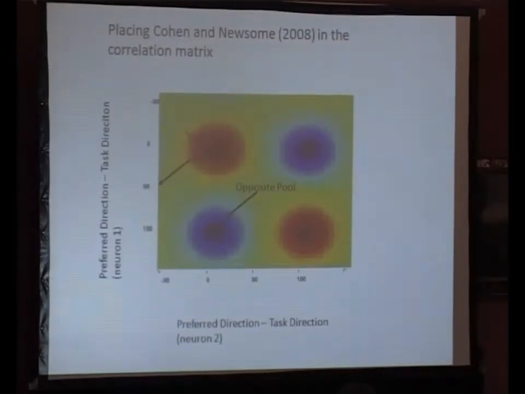Because if the animal does a slightly different task, the matrix is displaced here. And that means you're no longer sampling the part of the matrix you thought you were. So if there's any variability in the task the animal is actually doing, then you can't infer the shape of this matrix from their measurements.